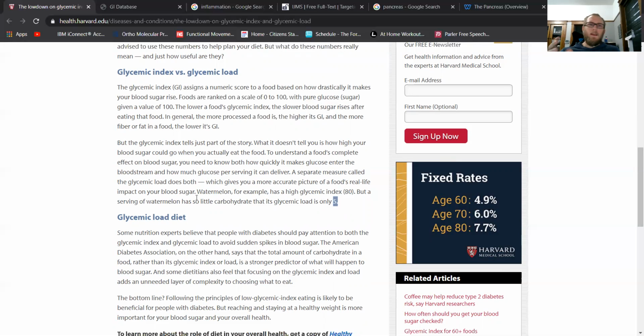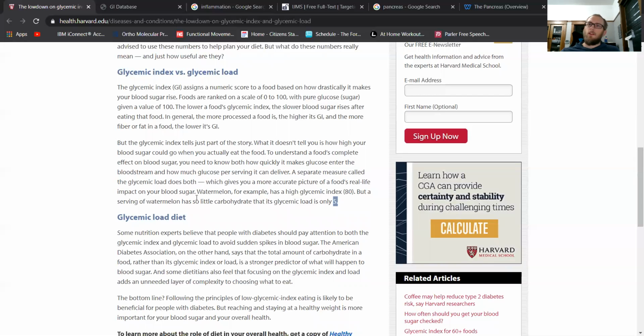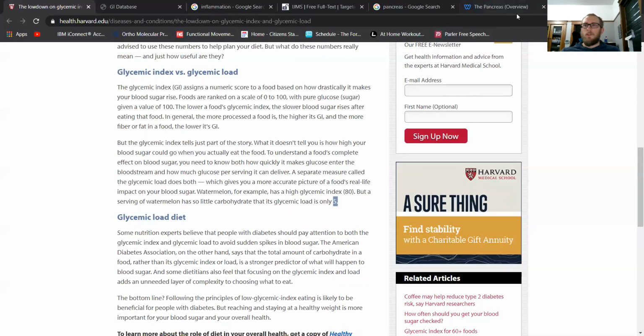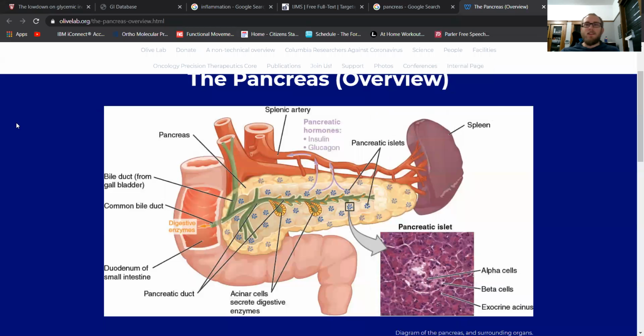So why is it important to understand what glycemic load does to my body? To answer that question, see if I can do this without clicking and interrupting Zoom here, is to understand the basic nature of your digestive system. And to do that, I want to talk a little bit about the pancreas. Now, the pancreas has two main functions.